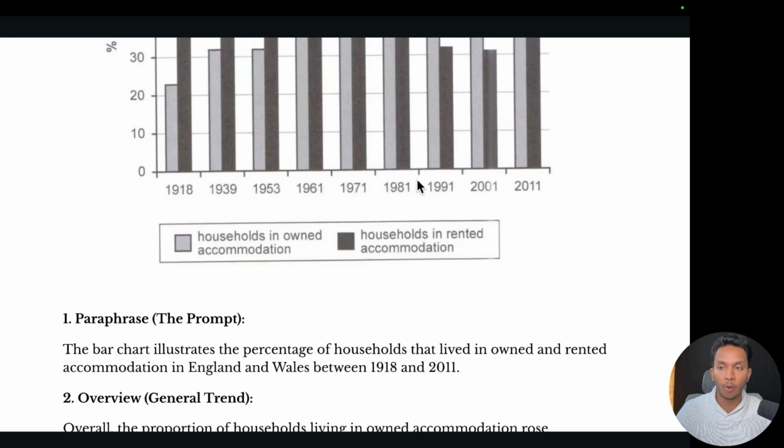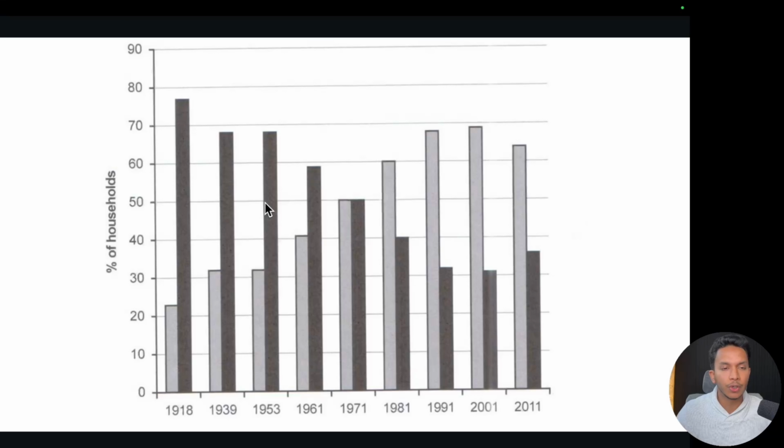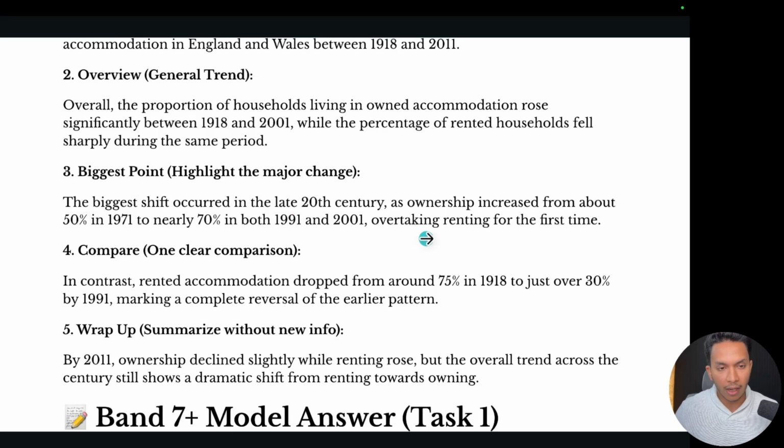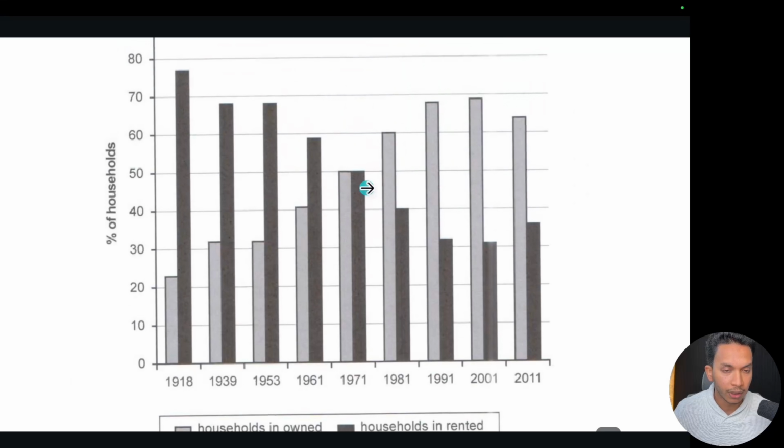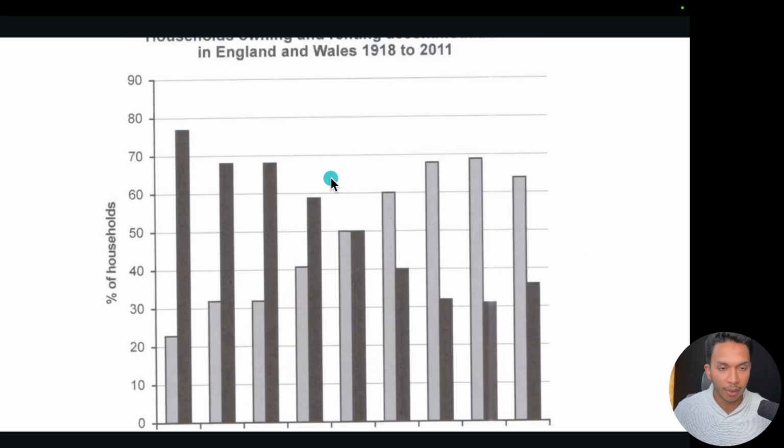And number 3, the biggest point. What is the biggest point? The biggest shift, one of the most prominent here I can see, is that ownership of households increased from 50% to nearly 70% in both 1991 and 2001. The biggest shift occurred in the late 20th century, as ownership increased from about 50% in 1971 to nearly 70% in both 1991 and 2001, overtaking renting for the first time. Basically, this is the intersection point where household owned increased whilst the rented accommodation decreased.